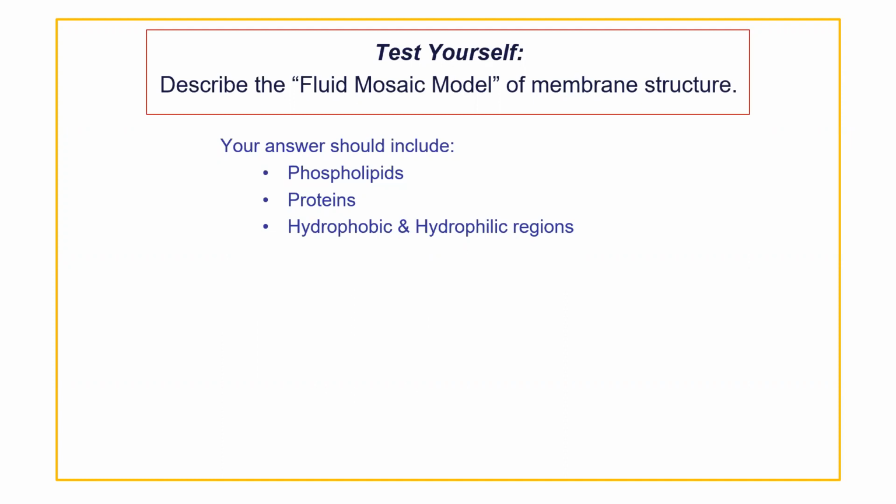It might say, describe the fluid mosaic model of membrane structure. And then I might say something like, be sure to explain, and add a few more things to clarify what I'm looking for in the question. But the fluid mosaic model, what is it all about? It's all about these two things, the fluid part and the mosaic part. So you need to include something about phospholipids and something about the proteins, and of course the structure, so hydrophobic and hydrophilic regions.